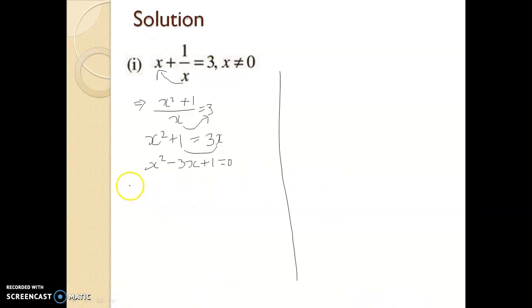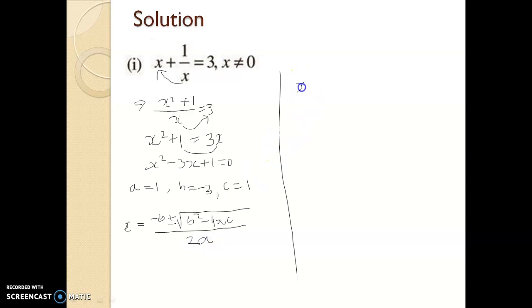If you use the quadratic formula, what will happen? So now a value is 1 and b value is -3 and c value is 1. Now, what is the quadratic formula? x equal to minus b plus or minus square root of b square minus 4ac, whole divided by 2a. So that is the quadratic formula.